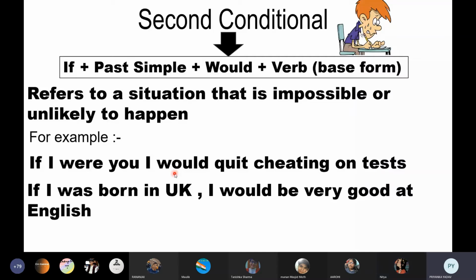I would like to do one correction here. It should be if I were, not was. Okay, so just correct it. Okay, ma'am.